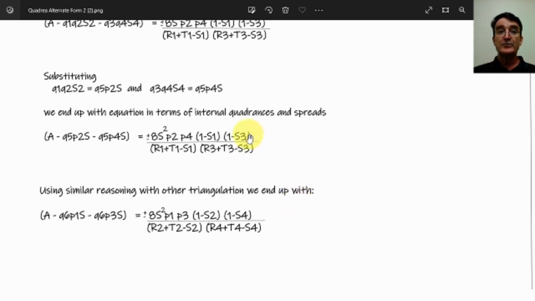Okay, so we ended up with two equations for the quadria of a projective quadrangle. These are alternate forms of the quadria of a projective quadrangle where there are no square roots, and we're using internal quadrances. There's no Q1, Q2, Q3, Q4 in either of these two equations.